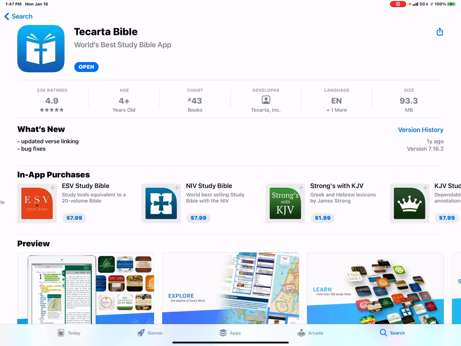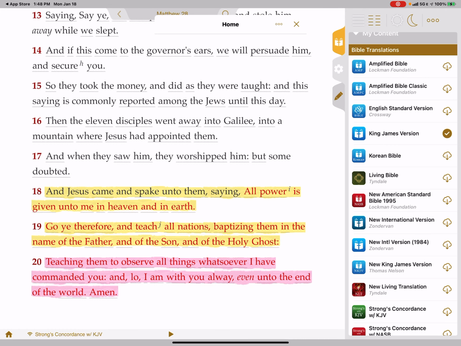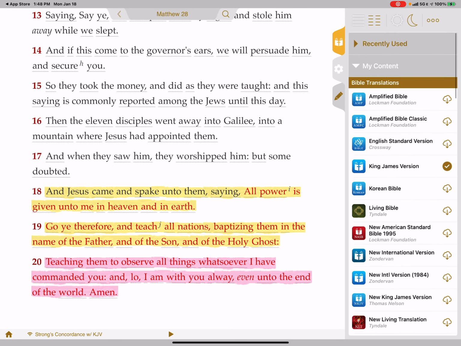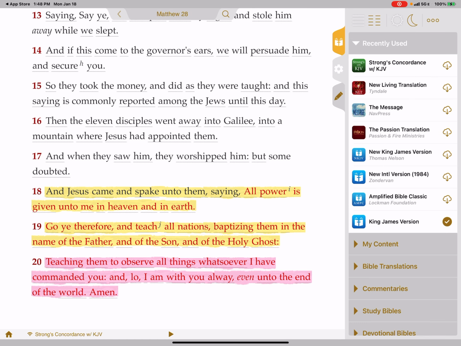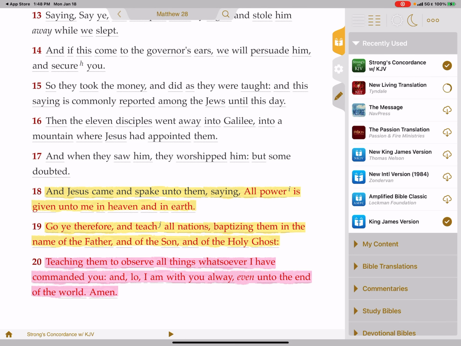So let's take a look at the app. So here in the app, this is a devotional that comes up when you open the app. And then whatever you've purchased will be under this tab entitled My Content. There's another tab, Recently Used. Then you can actually download whatever you've purchased. And if there's updates, it will require that you download those updates again.